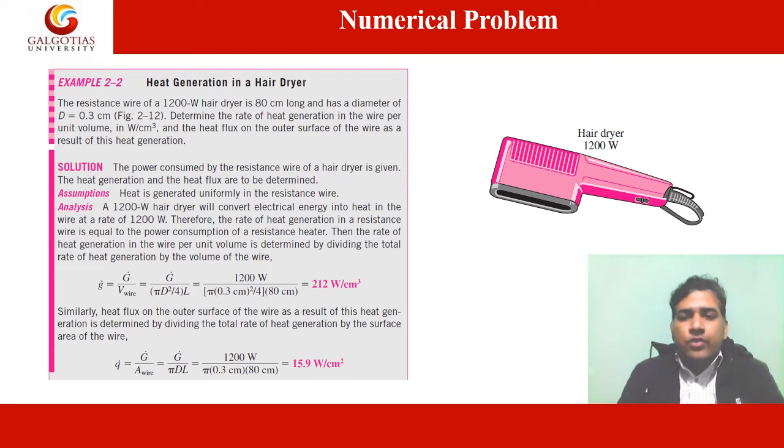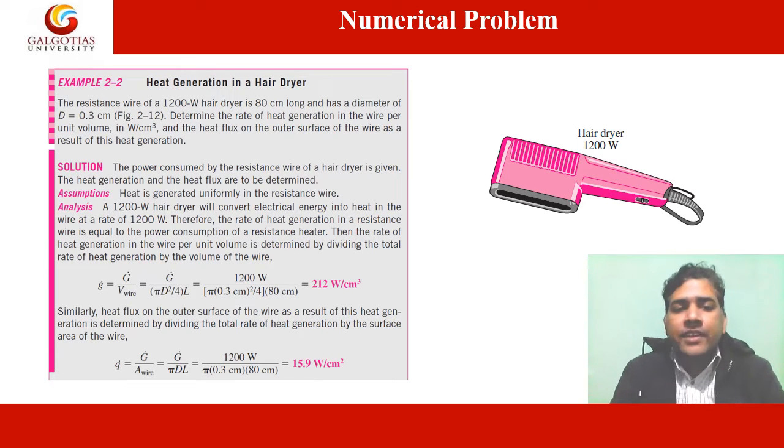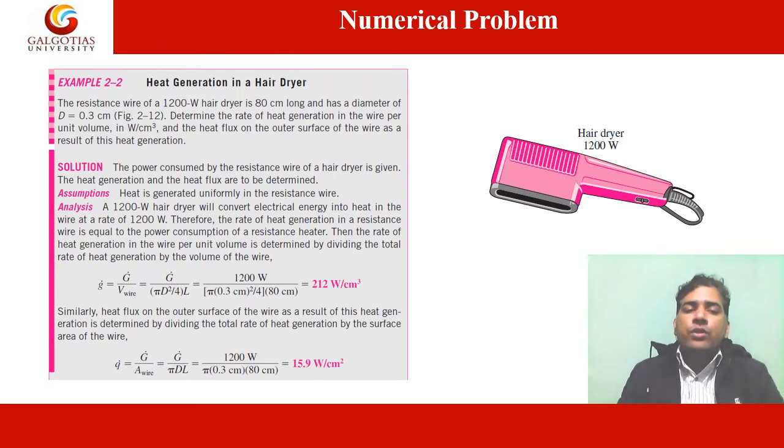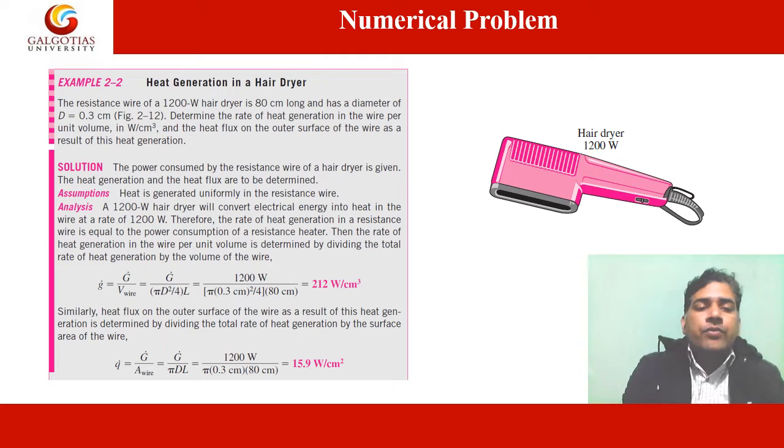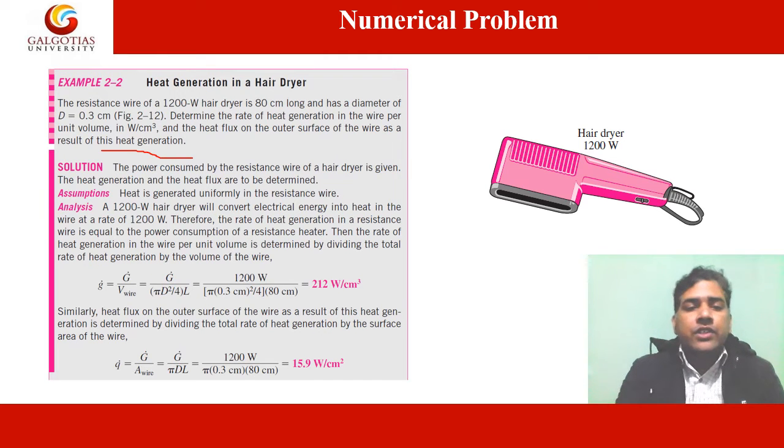So again there is one more problem. This is a hair dryer, and the wattage of the hair dryer is 1200 watt. The problem is this: the resistance wire of a 1200 watt hair dryer is 80 centimeter long and has a diameter of 0.3 centimeter. Determine the rate of heat generation in the wire per unit volume in terms of watt per centimeter cube, and the heat flux on the outer surface of the wire as a result of heat generation. So this is the problem.